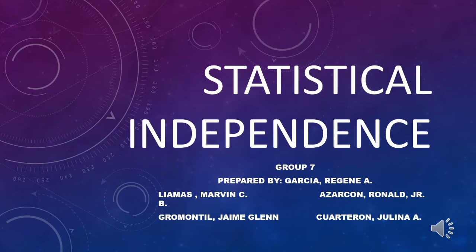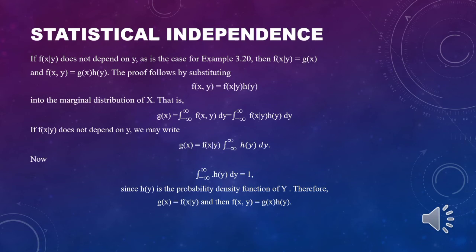According to my research, two events are statistically independent if the occurrence of one event does not affect the chances of the occurrence of the other event. The mathematical formulation of independence of the events A and B is that the probability of the occurrence of both A and B is equal to the product of the probabilities of A and B.